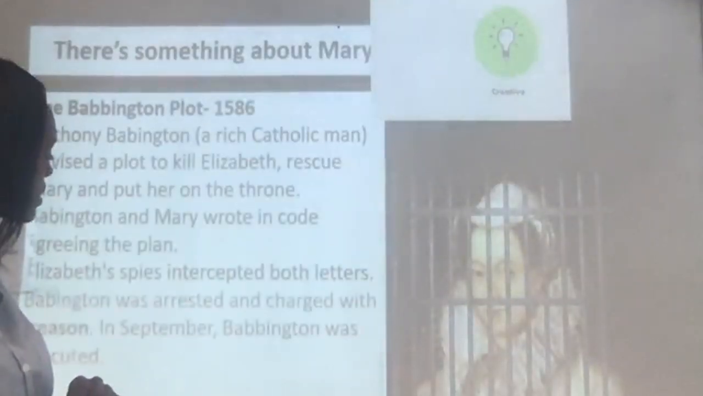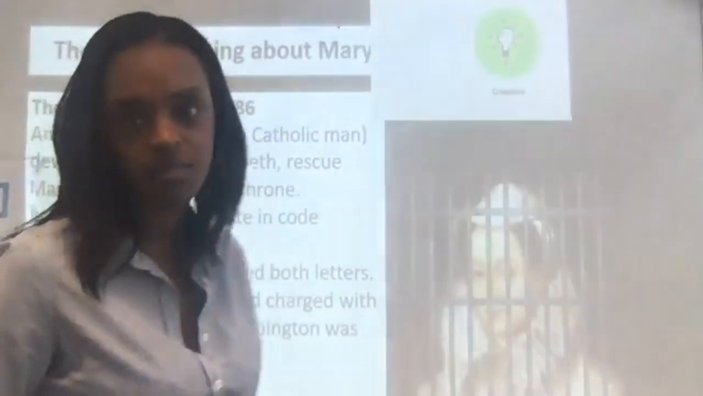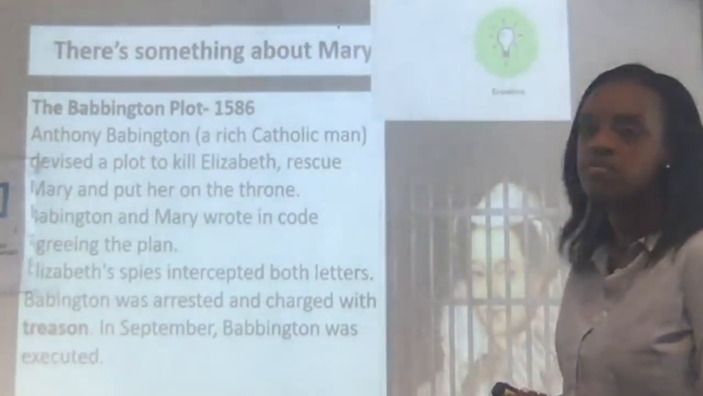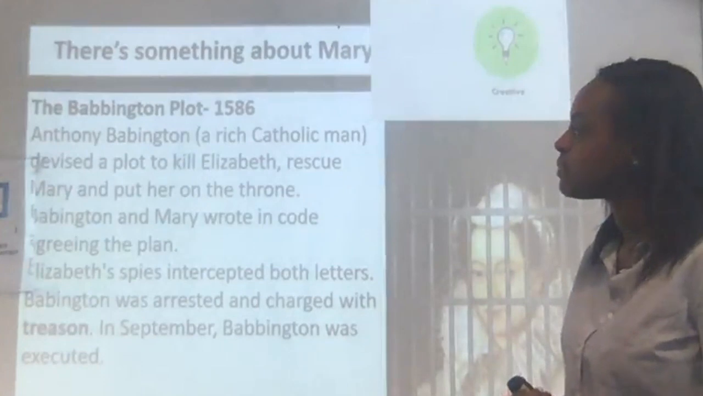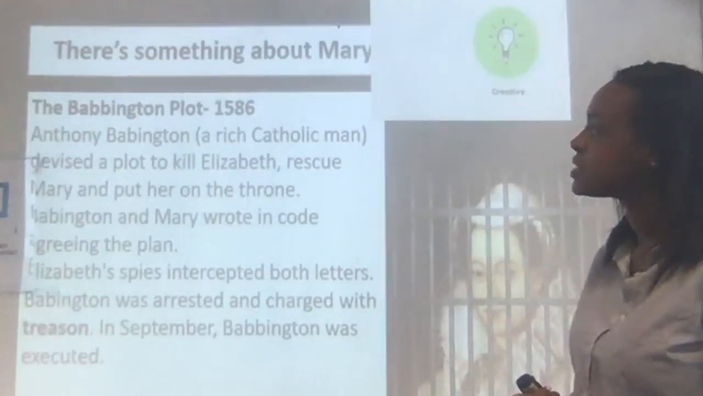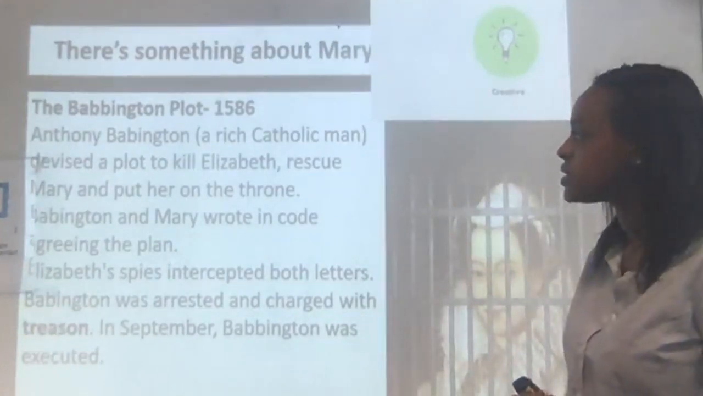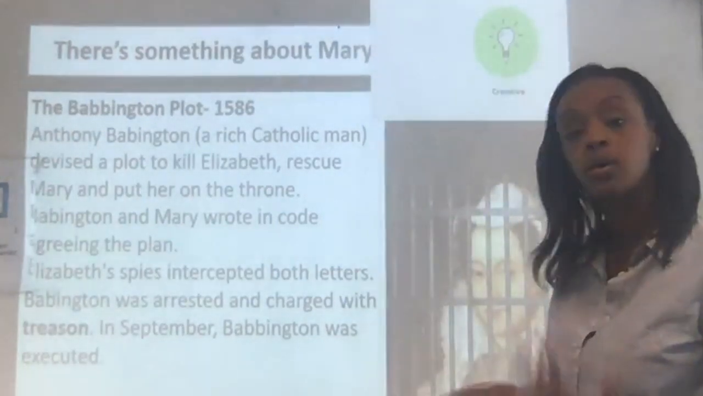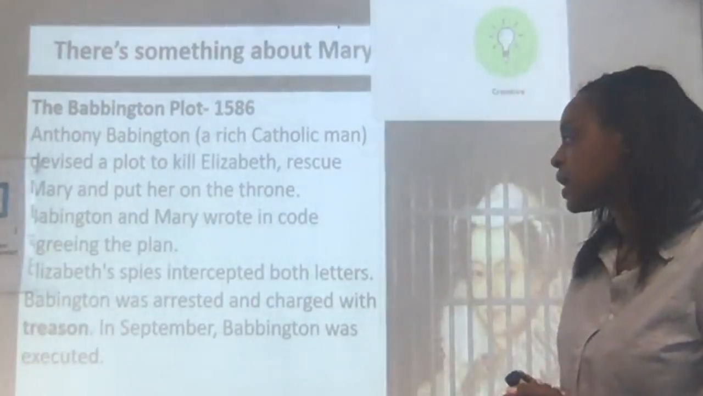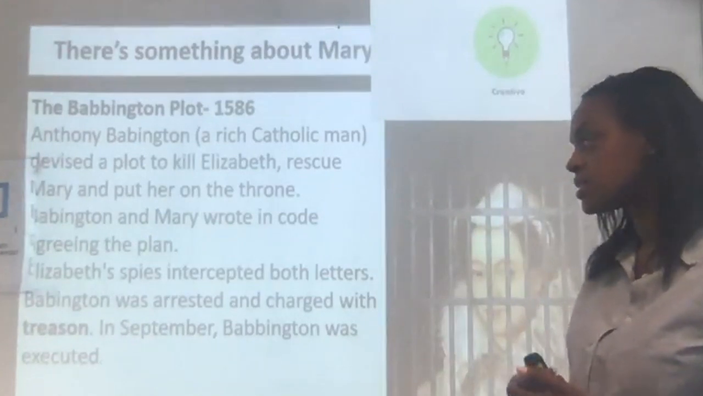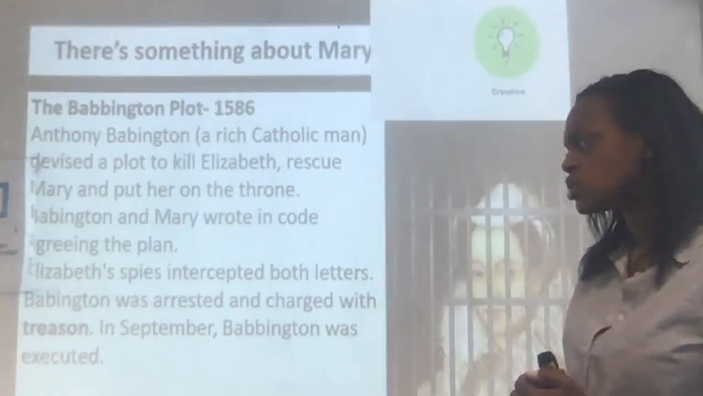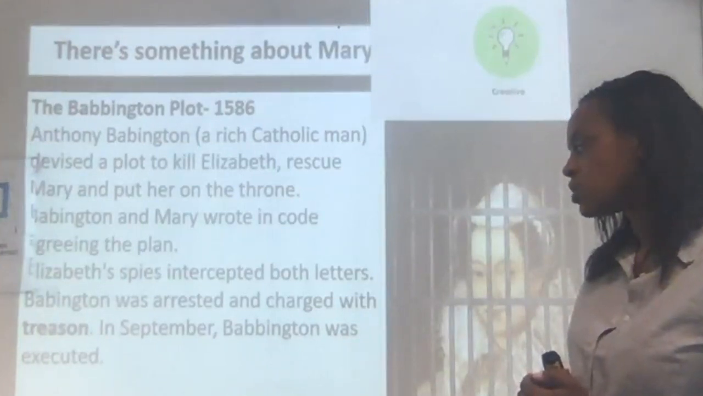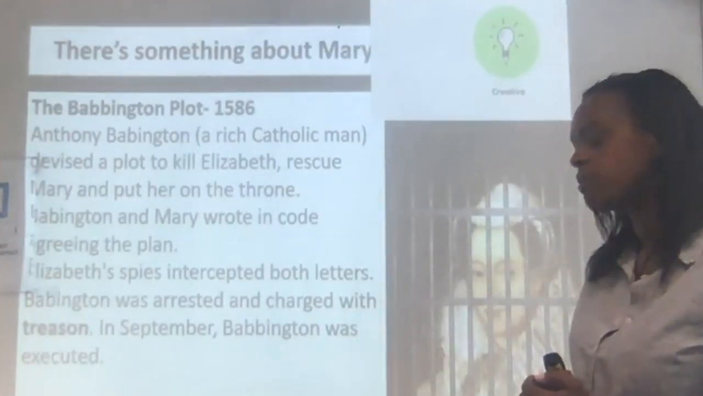Now, you may have worked out that we were looking at the Babington plot here, okay? And I'm going to read you some more general information about it. Anthony Babington, a rich Catholic man, devised a plot to kill Elizabeth, rescue Mary, and to put her on the throne. Babington and Mary wrote in code, agreeing the plan. Elizabeth's spies intercepted both letters. Babington was arrested and charged with treason. In September, Babington was executed. Was this the last straw for Mary?